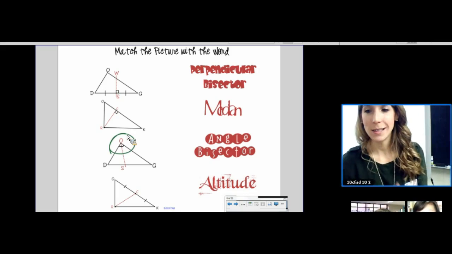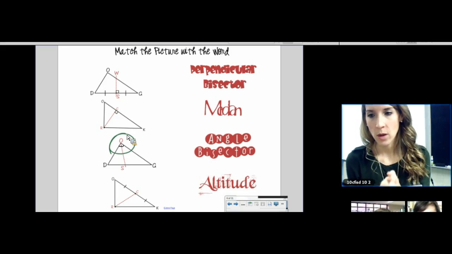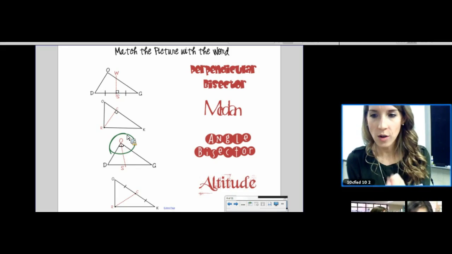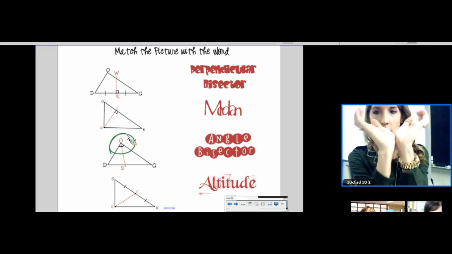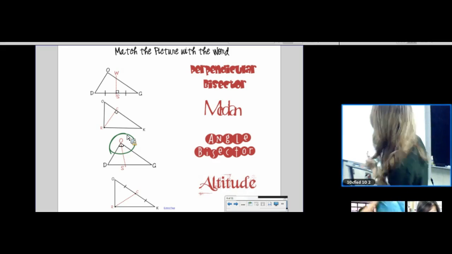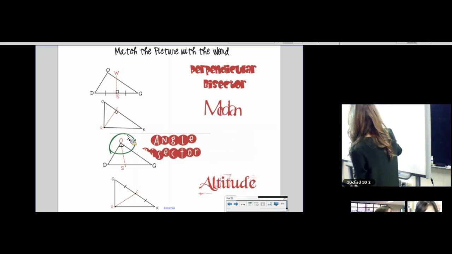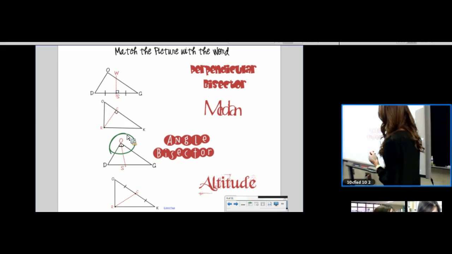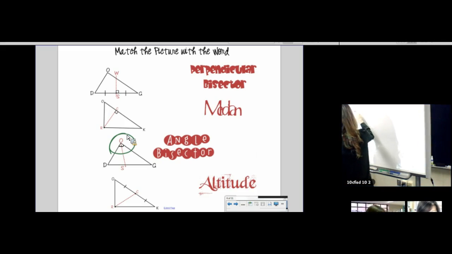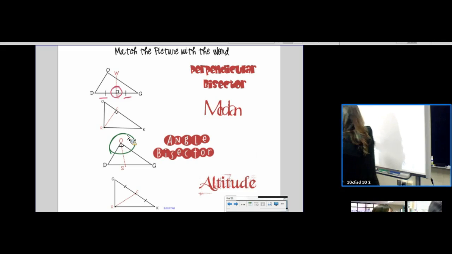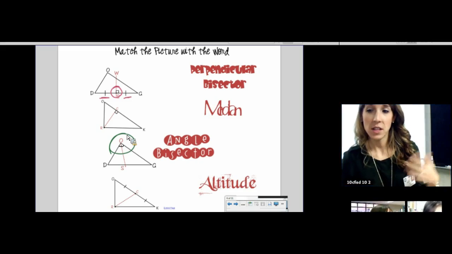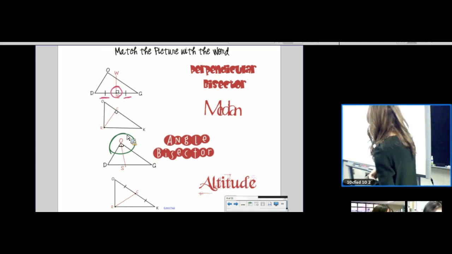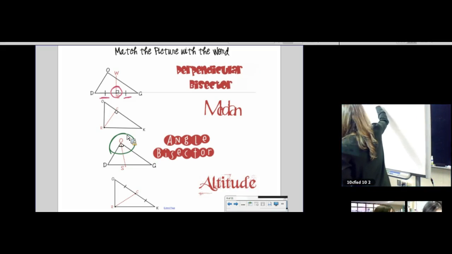That one, what are my symbols showing? My symbols are showing there that that angle is getting cut in half because it has arc, arc, arc, arc. So that one is our angle bisector. This one we've seen before. This one's both perpendicular and it's cutting the side in half. So that one's probably going to be our perpendicular bisector.